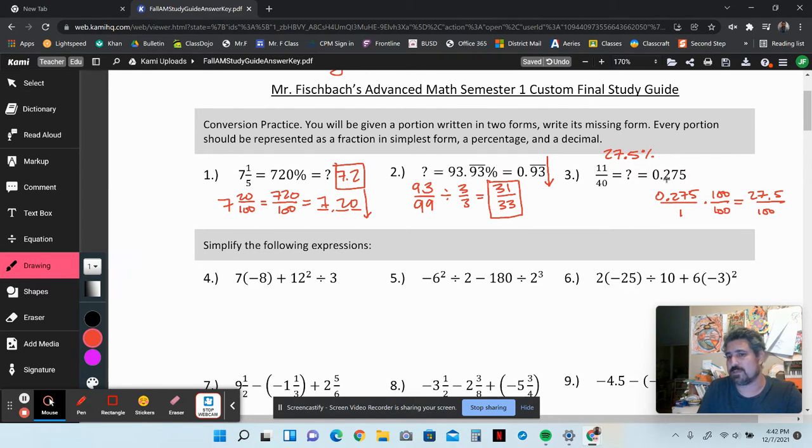The shortcut for this is that you're going to just take the decimal, move it 2 to the right, and then add the percent sign. So when you're going from a decimal to a percent, what you're going to do is move the decimal place 2 to the right.